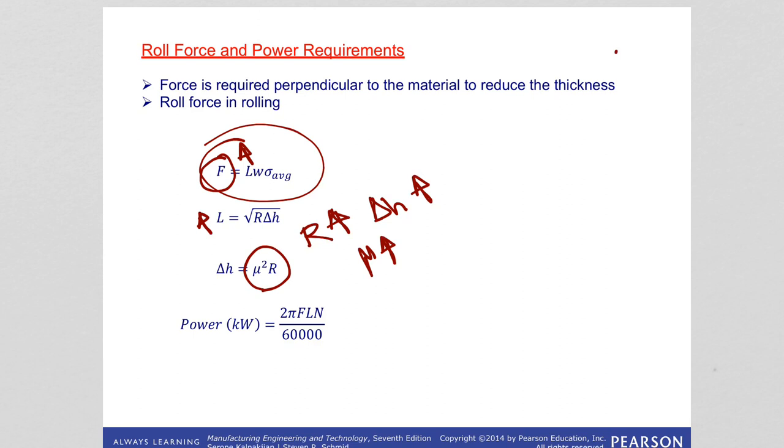And then the power, what is the power equation? It is given here, and it depends on the force, length L, and then N. N is the number of revolutions per minute. So if the forces are increased, you need to apply more power. And of course, the amount of power you are providing is going to affect the economics of the rolling process.